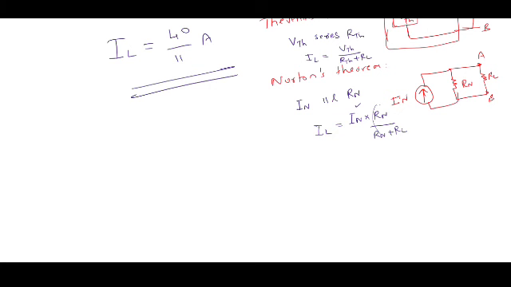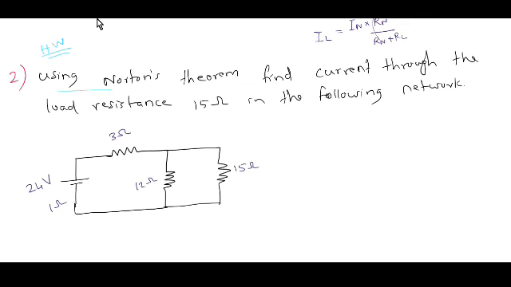Here I will give you a homework. It's the same problem that we did in the case of Thevenin's theorem. The same problem you have to do here also. That is, you have to calculate the value of the load current using Norton's theorem also. We will use the same circuit. Okay. Question is this one. That is, using Norton's theorem, find current through the load resistance 15 ohm in the following network. That is, you have to calculate the current through this 50 ohm resistor. Okay, this is your load resistance RL.